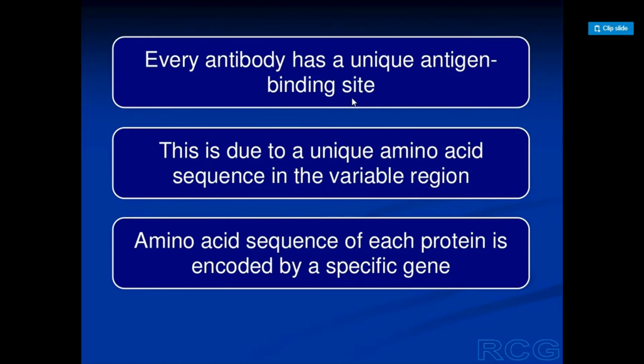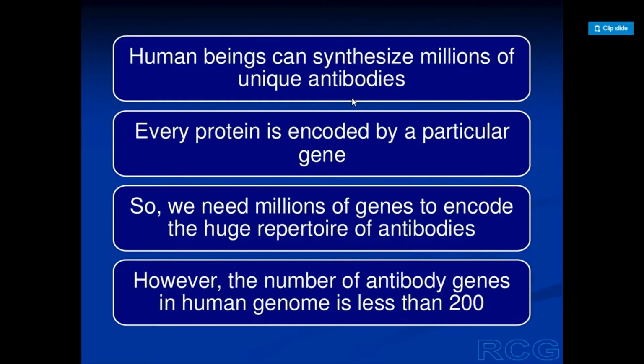Every antibody has a unique antigen binding site, and this is due to the unique amino acid sequence in the variable region. This amino acid sequence of each protein is encoded by specific genes, and human beings can synthesize millions of unique antibodies, and every portion is encoded by a particular gene. So we need millions of genes to encode the huge number of antibodies. However, the number of antibody genes in the human body is less than 200.